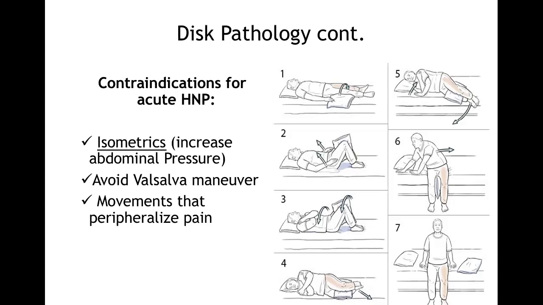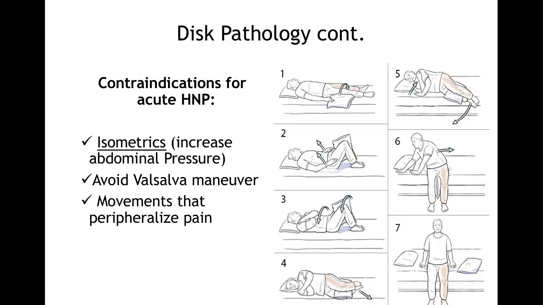We want to avoid the Valsalva maneuver. We avoid the Valsalva maneuver with everything we do as far as exercise goes, as far as functional mobility. We never want the patient to hold their breath. And we want to avoid any movements that peripheralize pain. So anything that is going to bring that pain from that central area that we want to see down to the lower extremity, anything like that, we need to discontinue and maybe try it when the patient's symptoms have subsided. It doesn't necessarily mean that you are never going to do those things, but during this acute stage, we want to avoid anything that is going to get that pain to spread down the lower extremity.